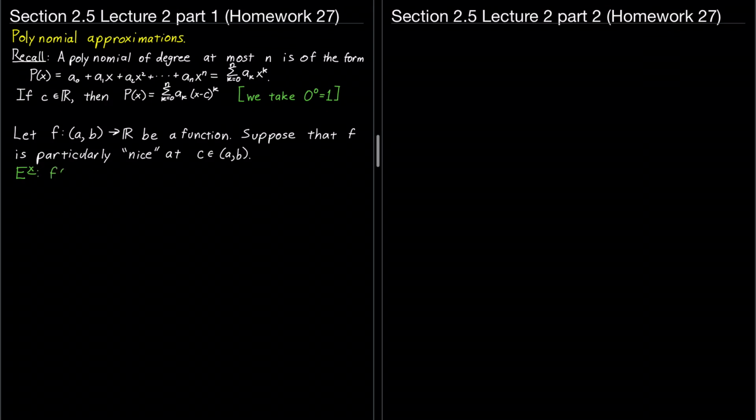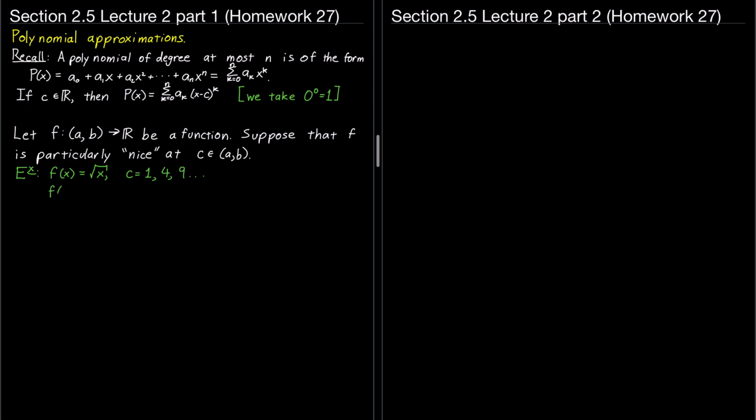So for example, if we let f of x be the square root of x, then the square root of x is particularly nice at the points 1, 4, and 9. I can tell you what f of 1 is. It's 1. f of 4 is 2. f of 9 is 3. I can't tell you off the top of my head what f of 5 is. It's some extremely nasty decimal. It's not a nice round number.